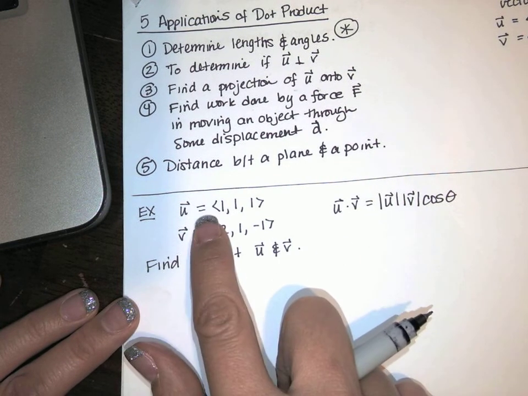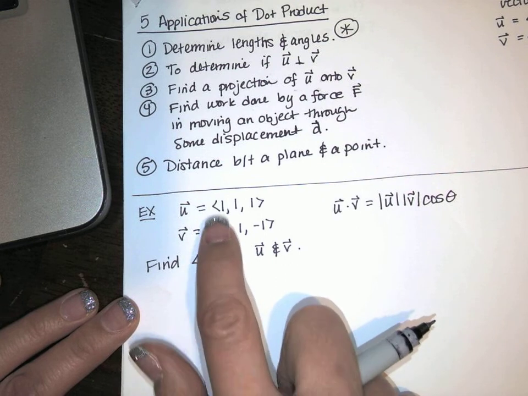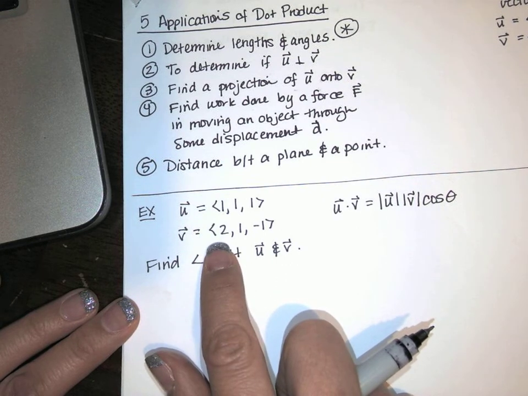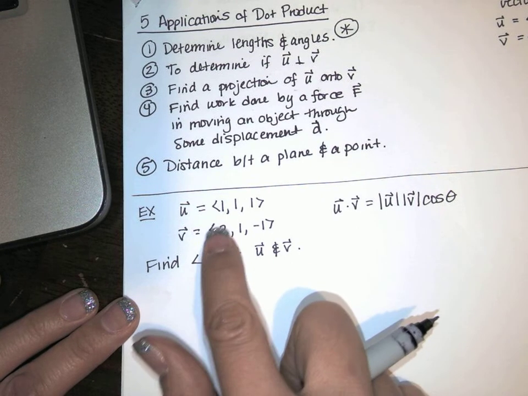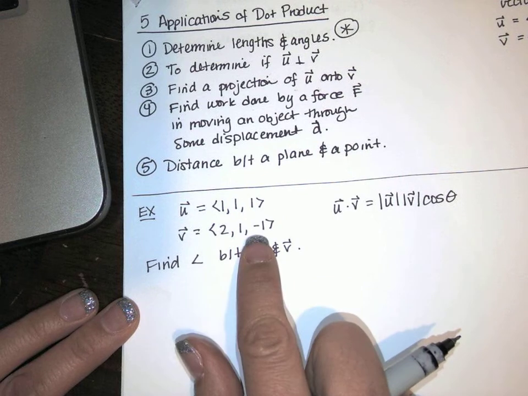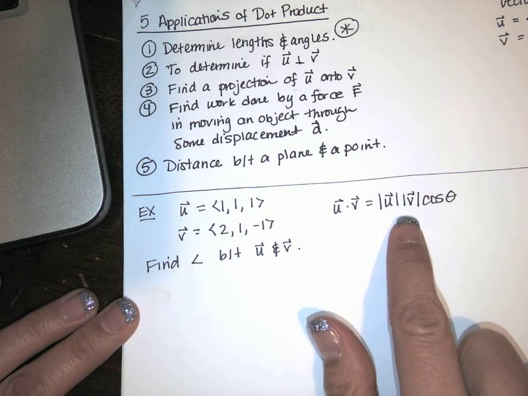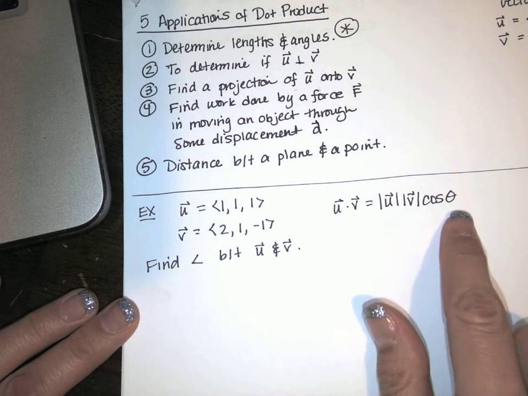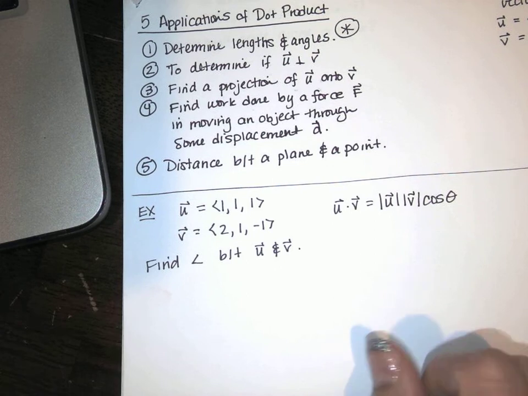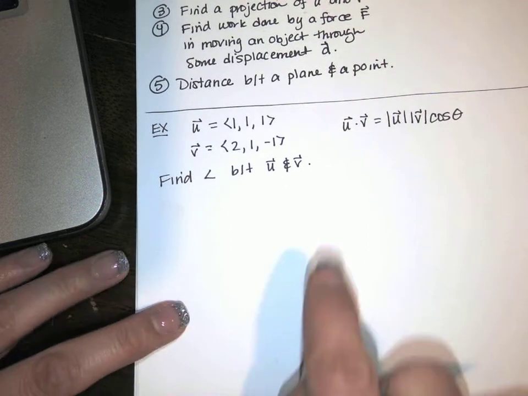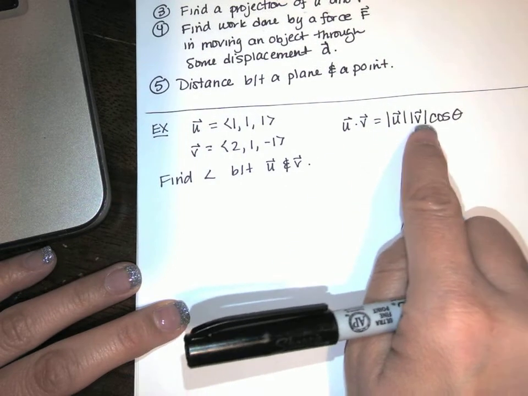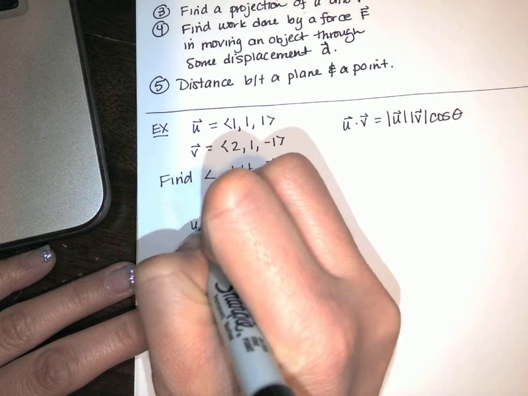If I've got component form of u and v, I can take their dot product. Using the algebraic definition, we'll just multiply component by component and add. Then I can find the length of u and the length of v, and then the only unknown in that equation is theta. So let's do that. I'm going to compute this and this and this, so one piece at a time.